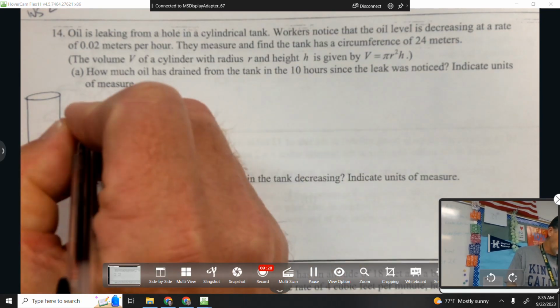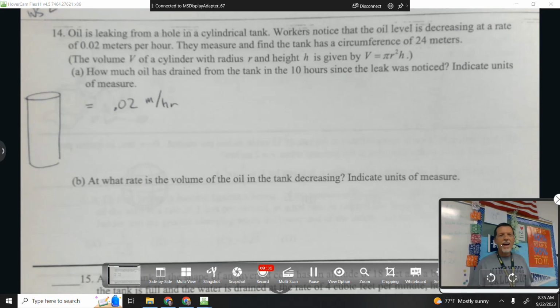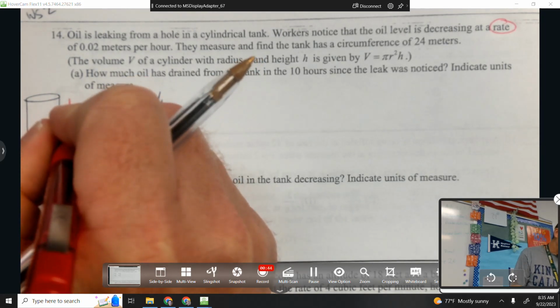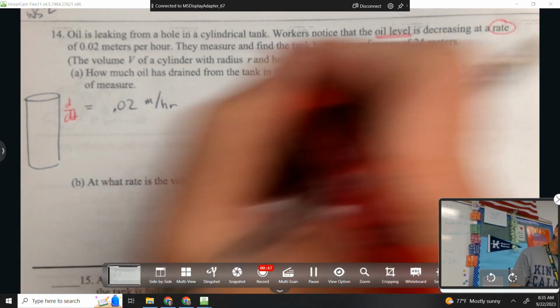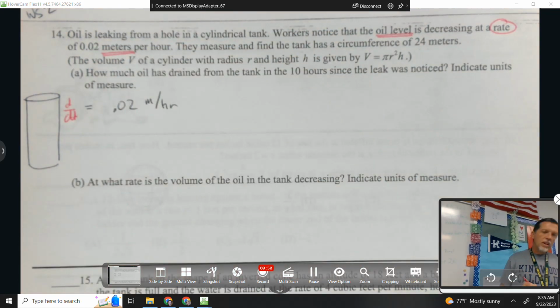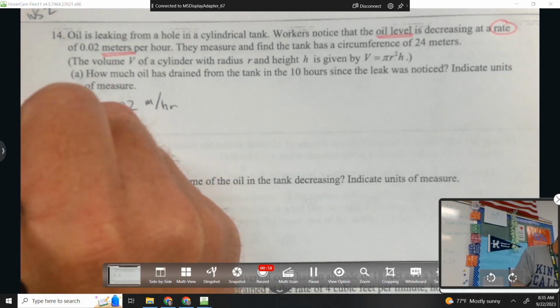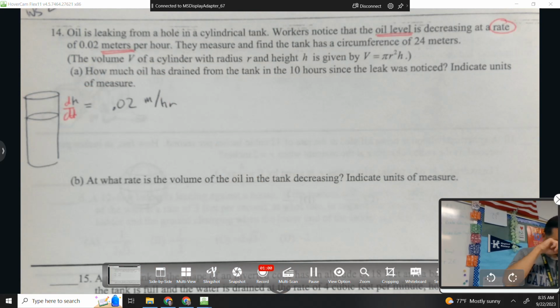0.02 meters per hour. So what is that, and what is that as our variable? It's a rate, so it's d something dt. But it's the level, and then you look at the units, it's meters. So it's not the volume, it's the height. So the height is changing at 0.02 meters per hour, and it's decreasing.